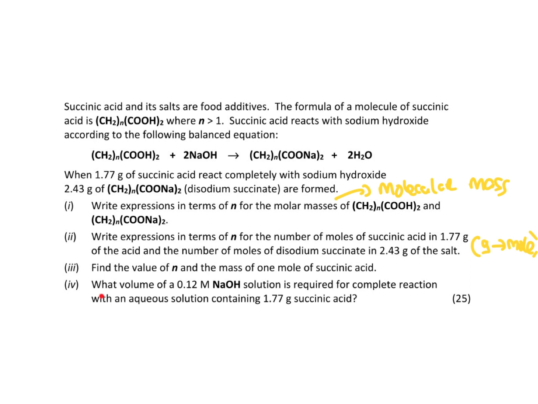And then the last part we can see here is a conversion. They're asking me what volume of sodium hydroxide is required to complete the reaction containing 1.7 grams of succinic acid. So here I know I'm going to have to use my ratio, and I'm also looking to find volume, and I have molarity. So there's going to be a certain formula that we're going to have to use there. So let's dig in and take a look at part 1 of this question.